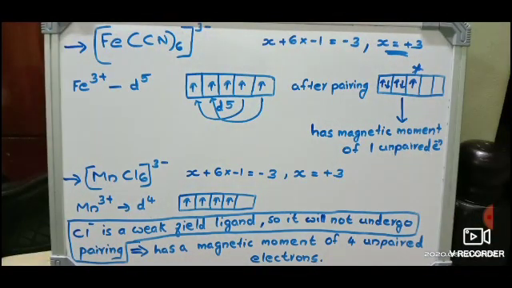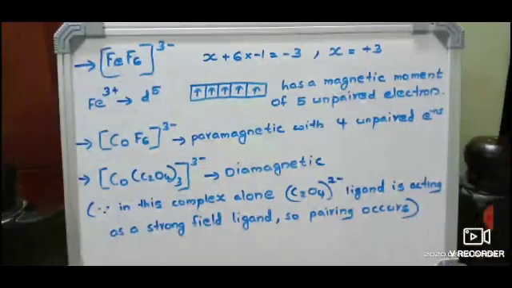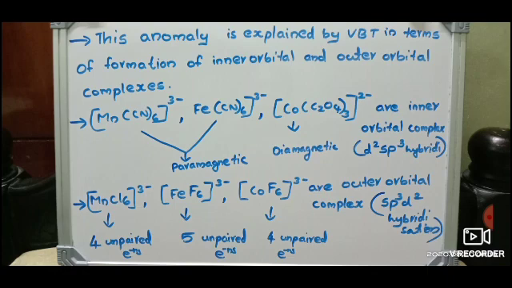Here we told this just to make your learning easier. That is dealt with in the next theory, not in VBT. According to VBT, when you are explaining this, don't use this point. Instead, you can use outer orbital complex, and it has sp3d2 hybridization. Clear? So, MnCl6 3-, FeF6 3-, CoF6 3- have sp3d2 hybridization and they are outer orbital complexes.